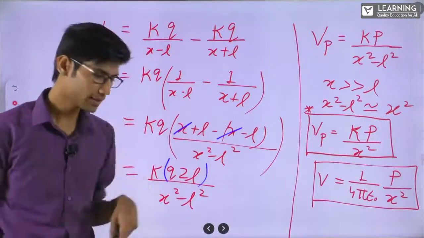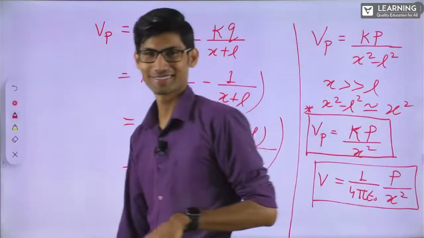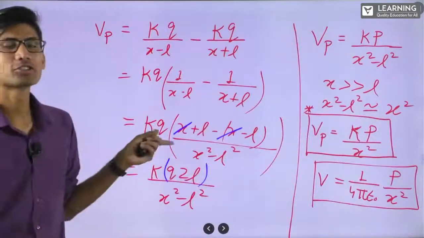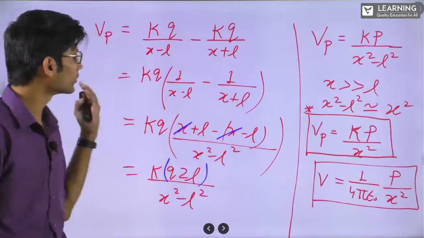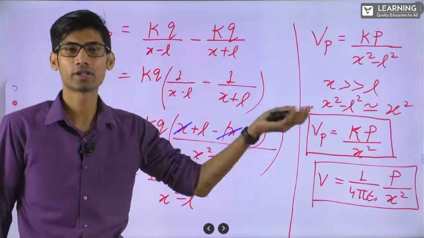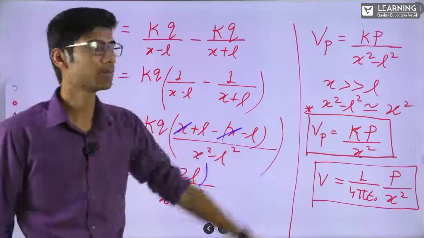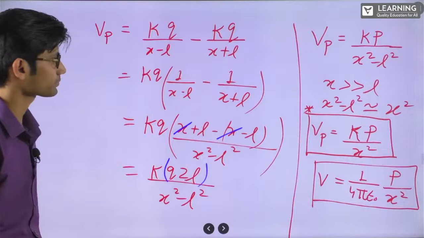Now, if you remember electric field due to electric dipole, 2 Kp by x cube, right? 2 Kp by x cube. Always compare whenever you are seeing any new quantity, always compare with the older one, whatever you have studied. This will help you to retain the things. Okay. So this is Kp by x square.